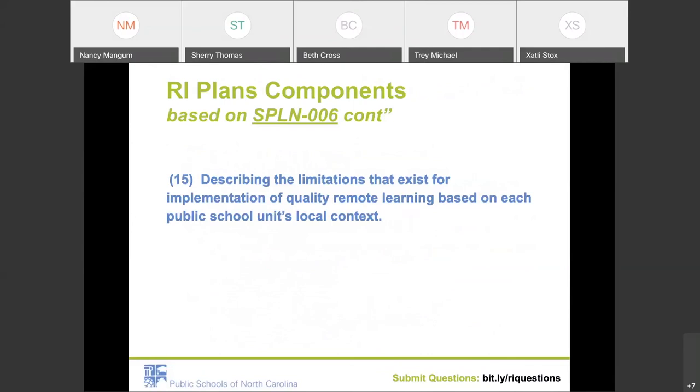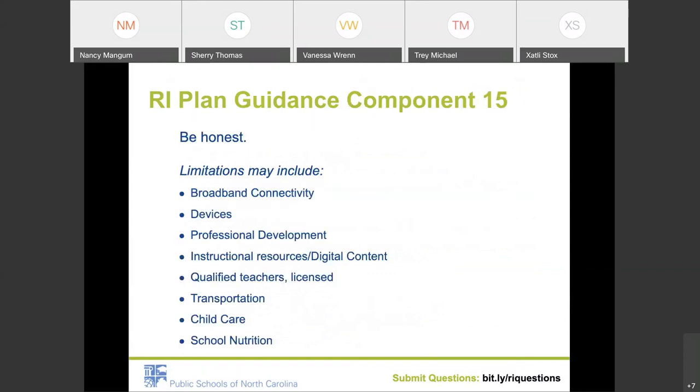And we're going to quickly wrap up with the last component of the remote instruction plan. And this is where we would ask you to describe your limitations that you have had in implementing quality remote instruction. We know that many funding streams have come down very quickly to help mitigate some of those limitations, but they may include things like broadband connectivity, devices, professional development, instructional resources, of course, transportation and child care, and some of the barriers we are facing with school nutrition. So we'd like you to be honest and then tell us about your limitations. And you might even want to describe limitations that you've been able to overcome. But we do want to collect that information from you.